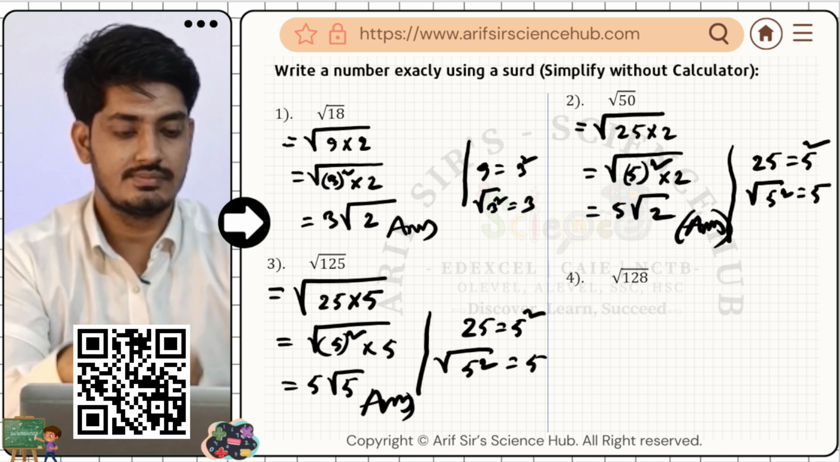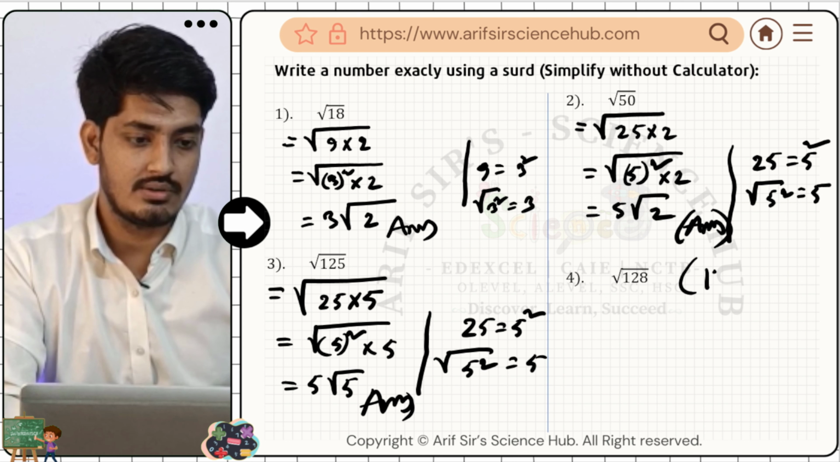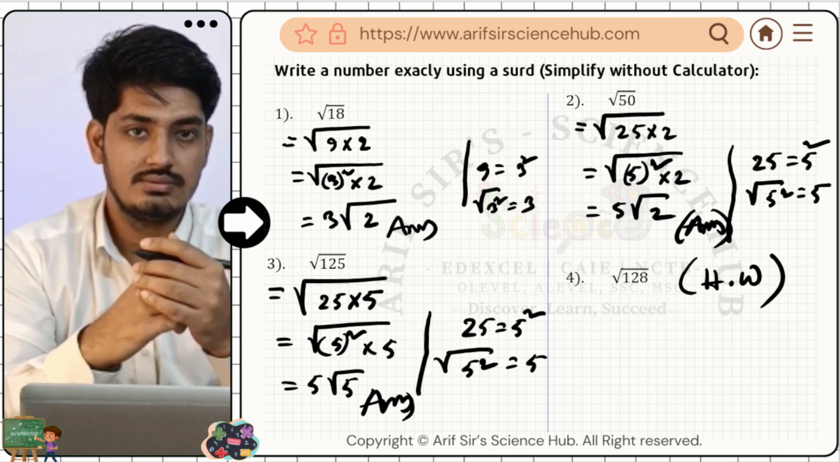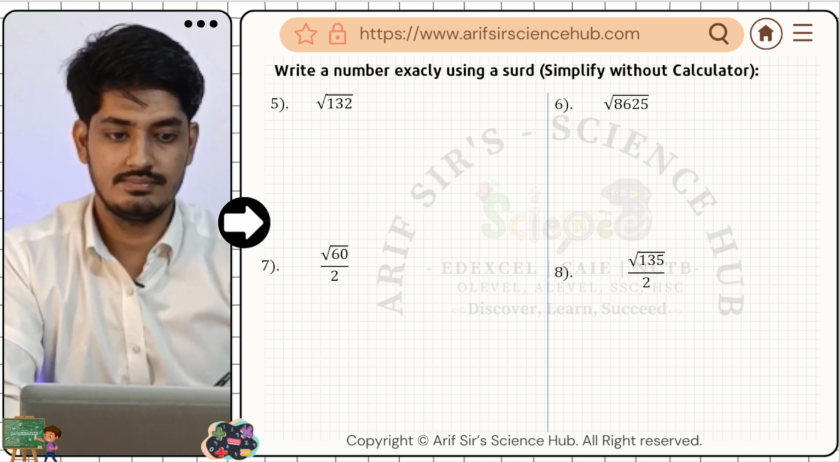Okay, so this square root 128, that should be your homework. Solve this and let me know the correct answer. Okay, so let's move to the next slide.